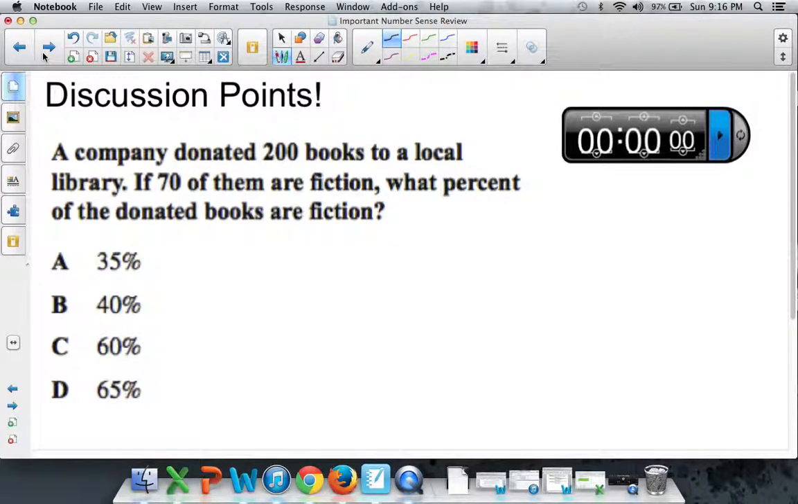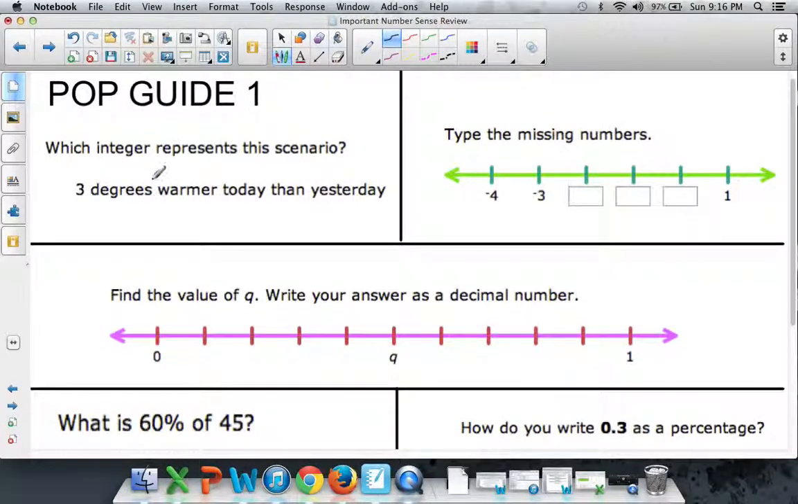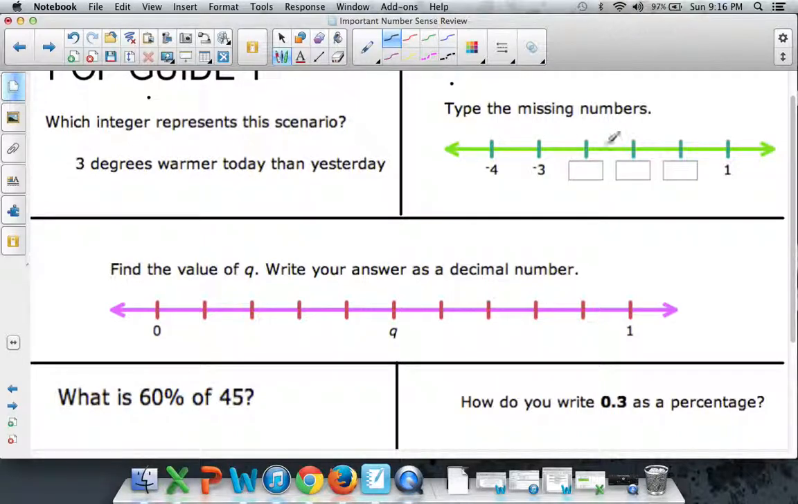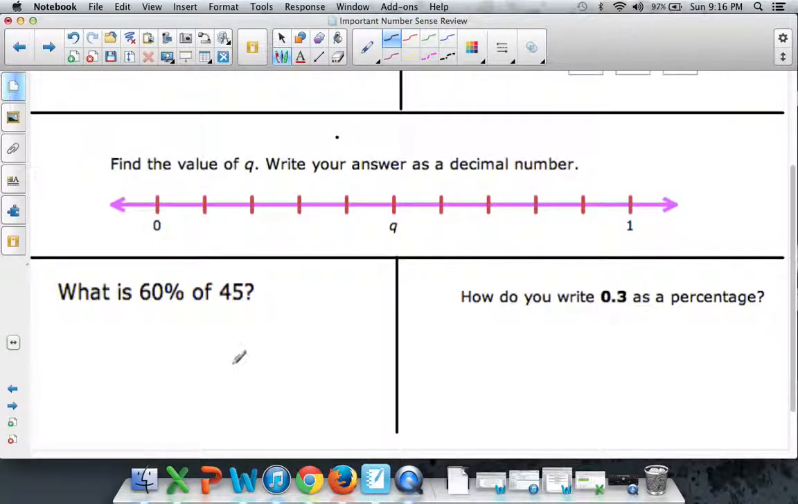Here's your discussion point. Take a look at it. I don't want to go over it now. I want to give you a chance to do it on your own if you think you can. But we'll also talk about it in class, so don't worry about that. All right. And then here's your pop guide. 5 problems. One right here. One right here. Please, if you're going to do this on your own, draw the number lines out. One right here. And then these 2 at the bottom. I want you to give them all a shot.